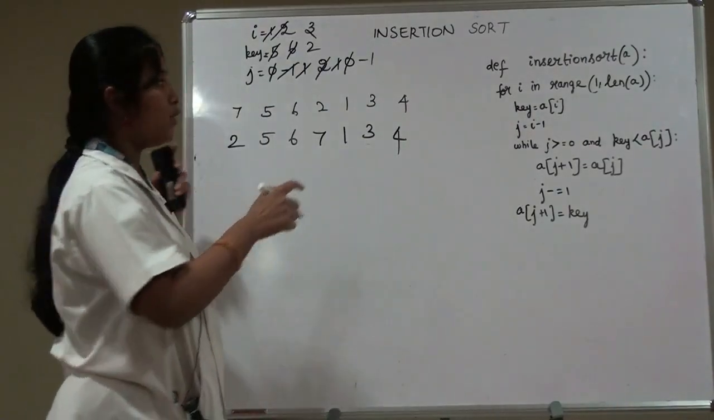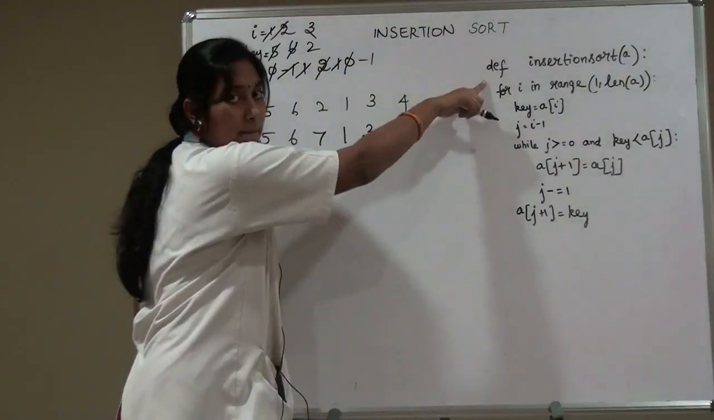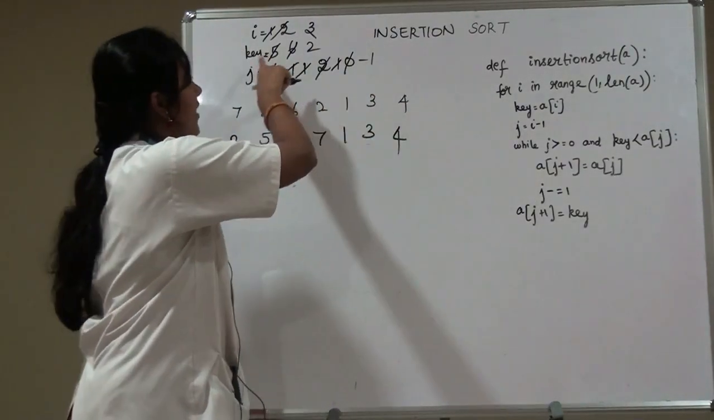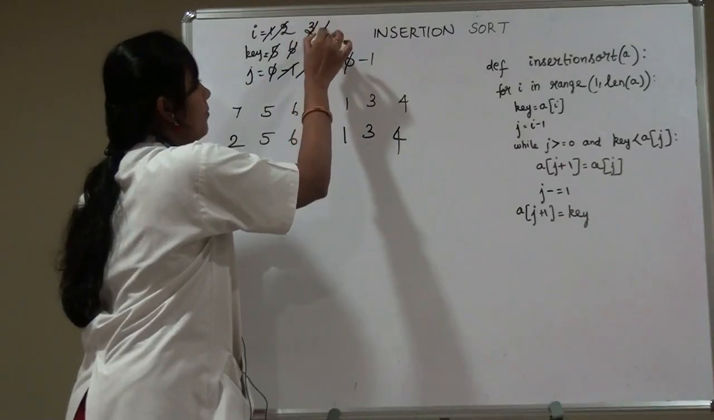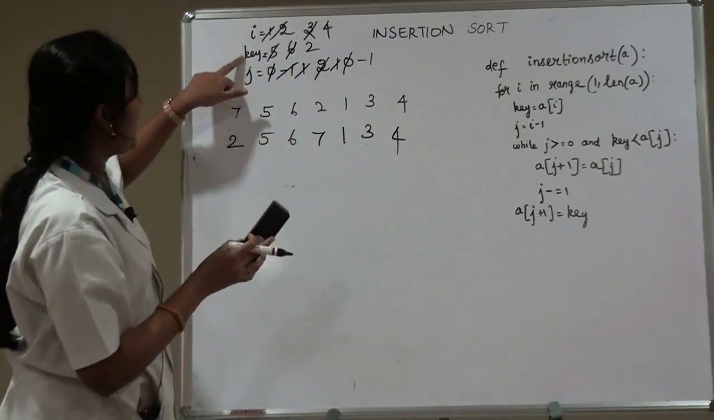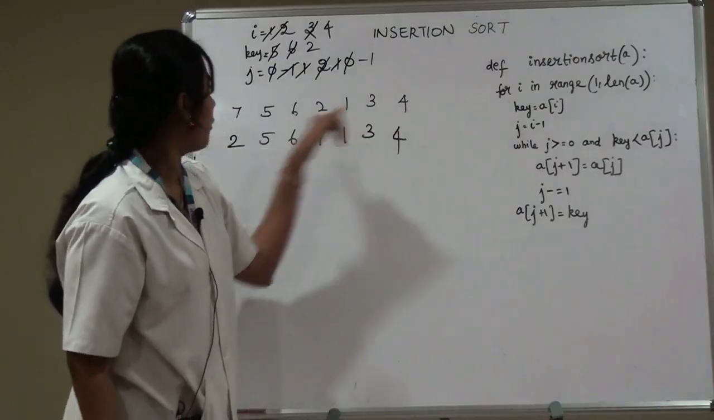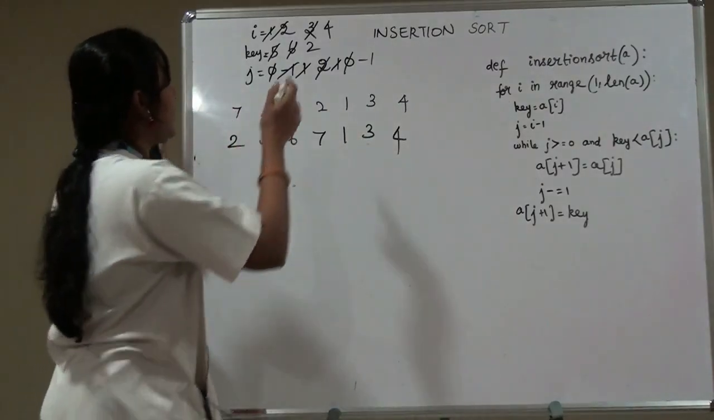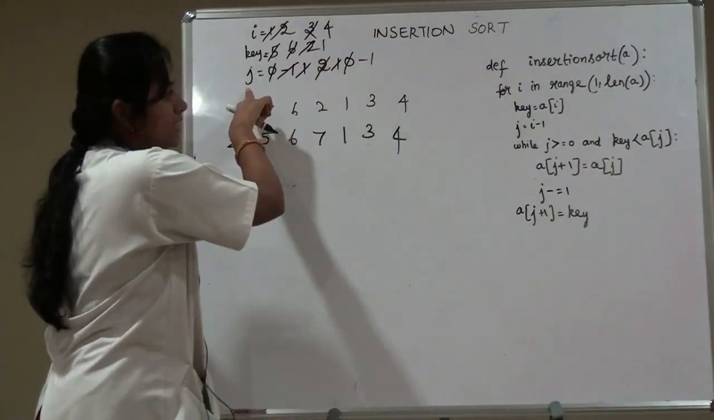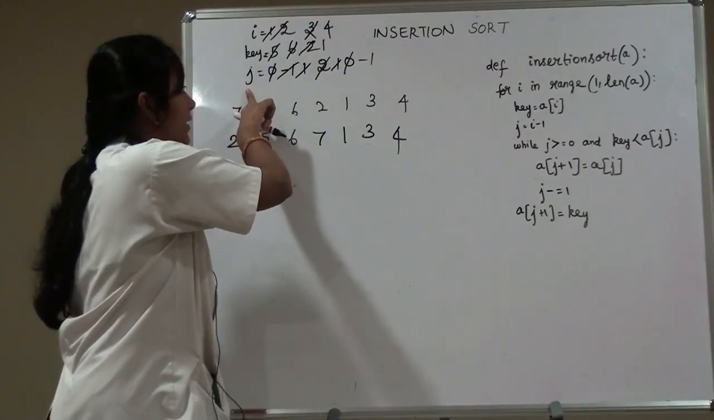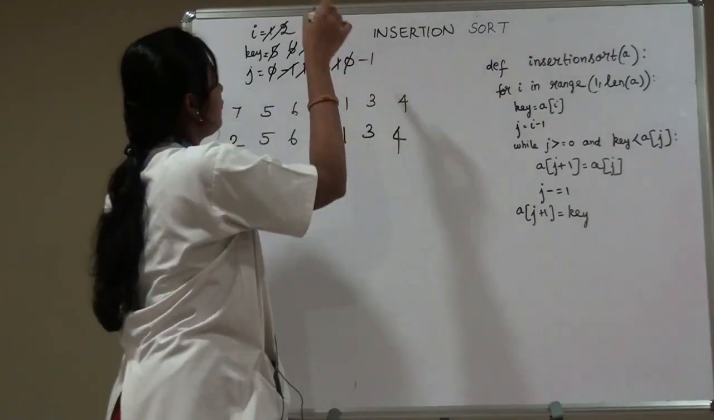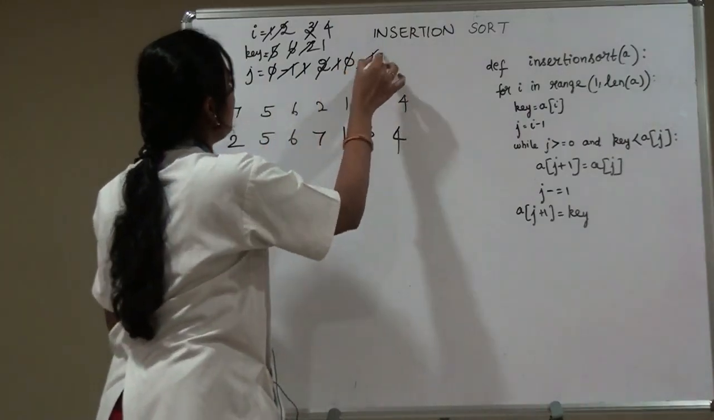Now what is the value of I? Again I will go to the beginning of the loop. I will become 4. So what will be my key now? A of 4, which is 1. My key will be 1 now. So what is my j? J is I minus 1. So I is 4, so my j will become 3.